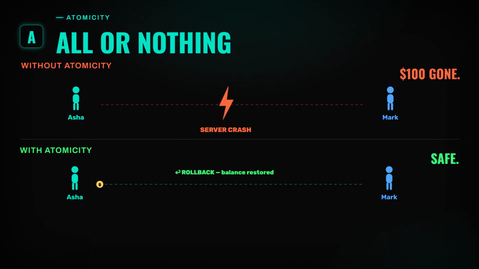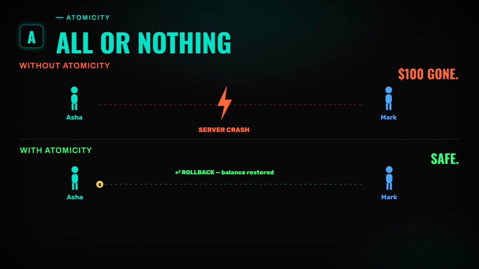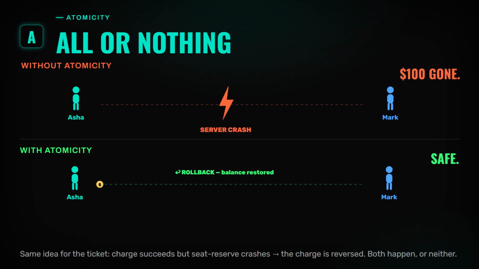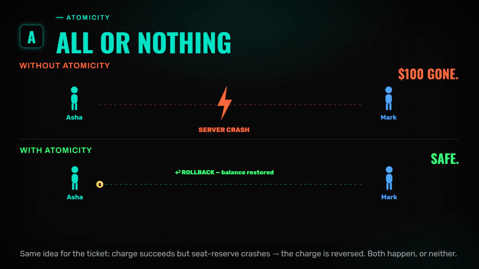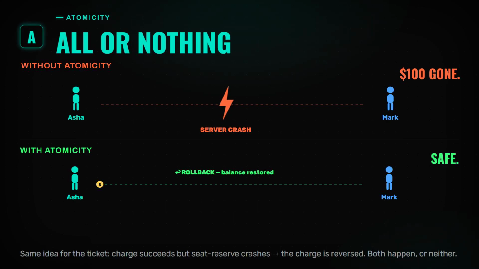Now look at the bottom half. Same transfer, same crash. But the database wrapped both steps in a transaction. When it wakes up, it sees an incomplete transaction in its logs. It rolls back step 1. Asha's balance is restored. The transfer didn't happen, and it didn't half happen either.